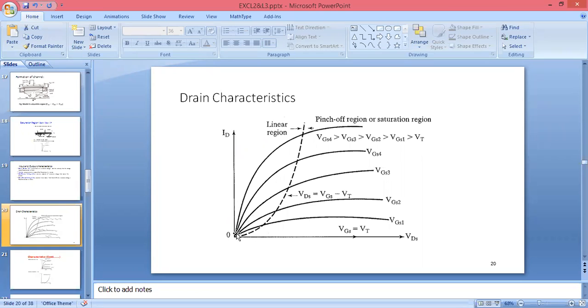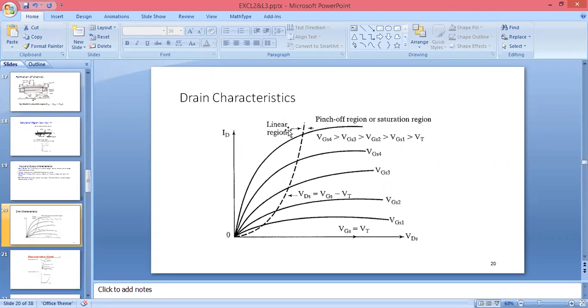This region we are calling as a cut off region. And when it will reach the threshold voltage, यहाँ पे जो threshold voltage है, what will happen? Current starts to increase linearly. That's why we are calling this a linear region. उसके बाद हमने क्या किया?